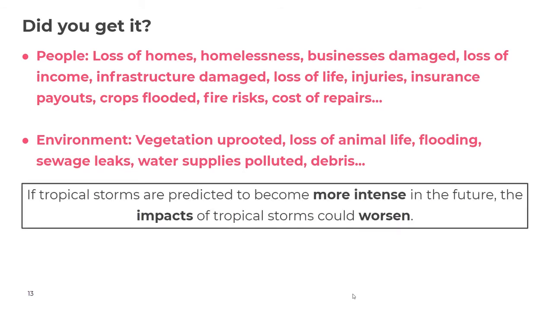So let's just take a moment to consider what we've learned about so far. If tropical storms are predicted to become more intense in the future, the impacts of tropical storms could worsen. So what we've just reviewed here could become far worse in the future if tropical storms do become more intense, maybe due to climate change.